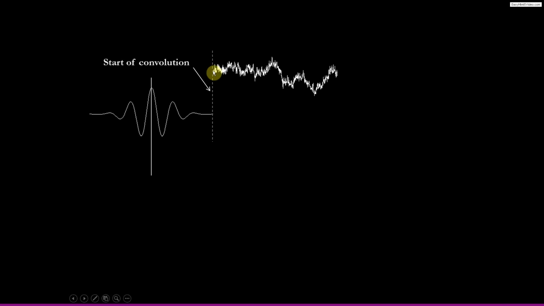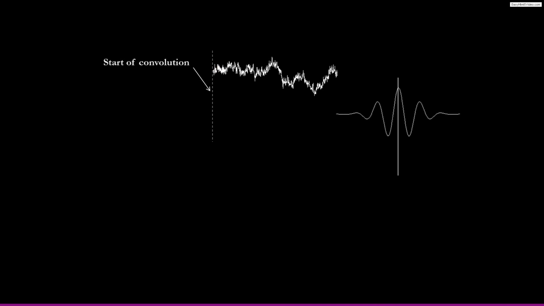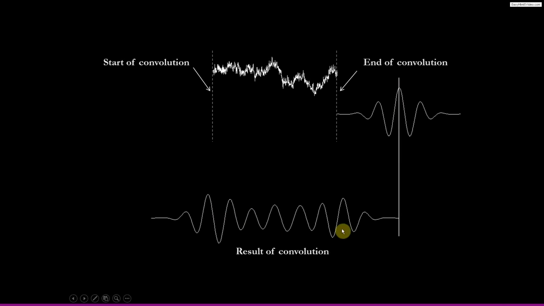Okay, and as we run convolution along, you can see that the wavelet slides along the data, and convolution ends when the leftmost point of the wavelet is aligned with the rightmost point of the data, and of course we have to zero pad out here. The last point in the result of convolution is going to be here, corresponding to the center of the wavelet. So here's what the result of convolution will look like in this case. You can see that the result of convolution is actually longer than the original signal.